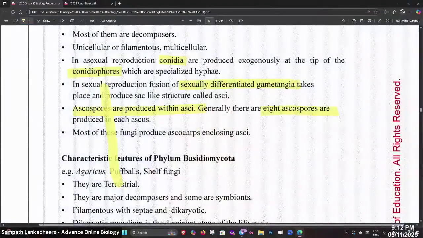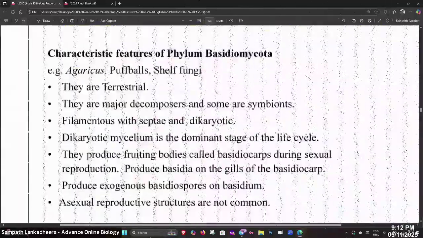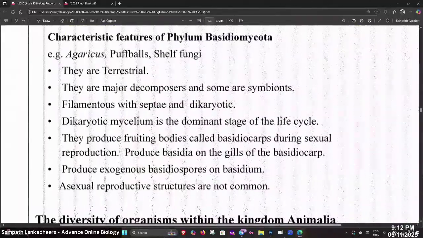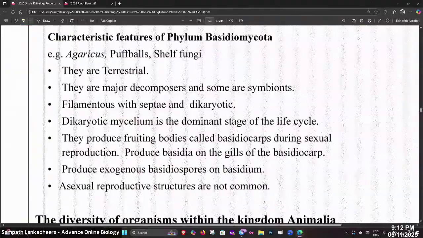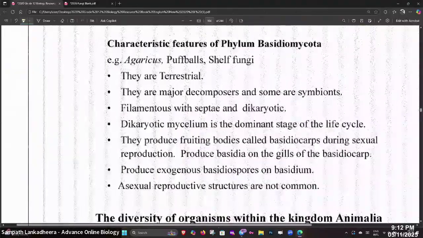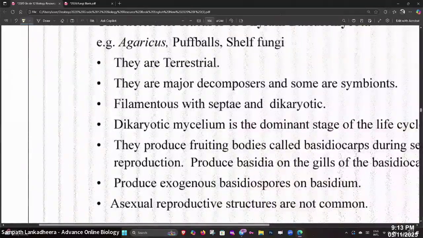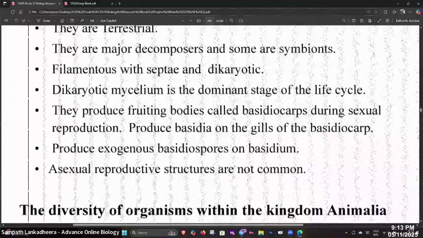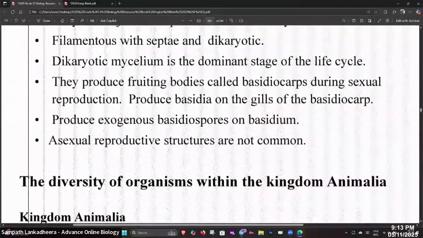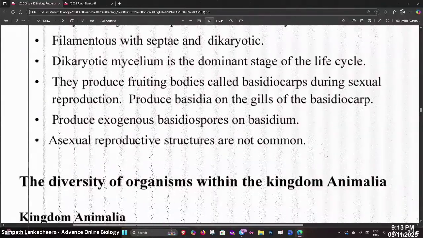Characteristic features. Look at this. They are terrestrial, major decomposers, and some are symbionts. They have filaments with septae and are dikaryotic. Dikaryotic mycelium is the dominant stage. They produce fruiting bodies called basidiocarps, produce basidia on the gills, and produce exogenous basidiospores.